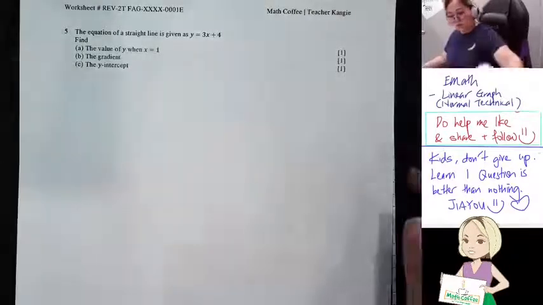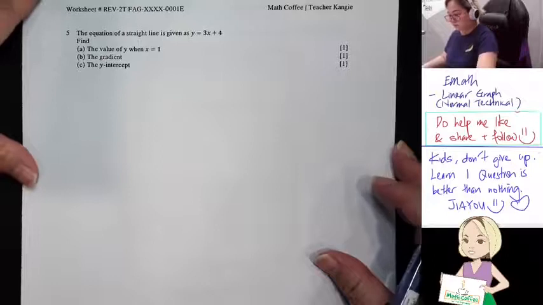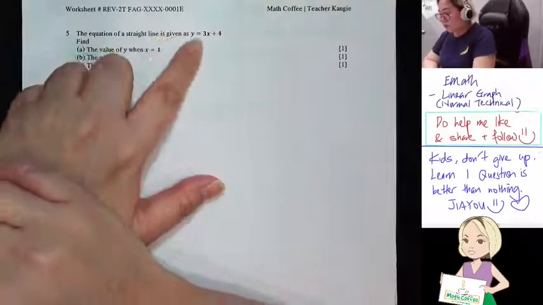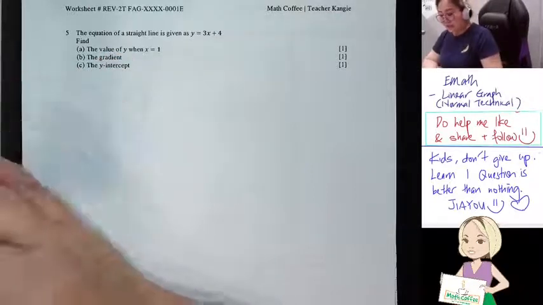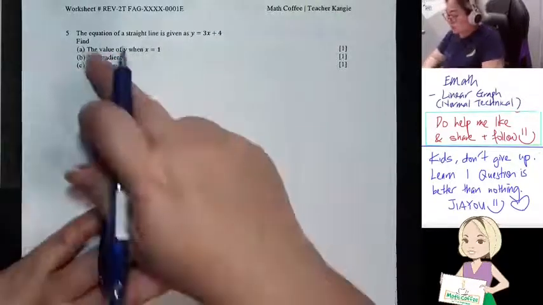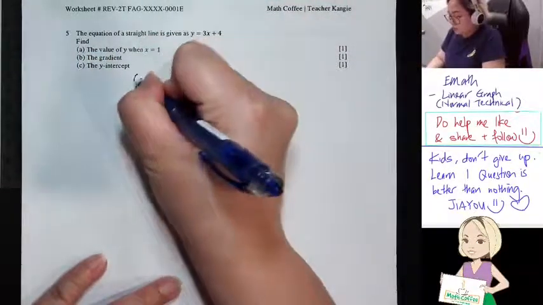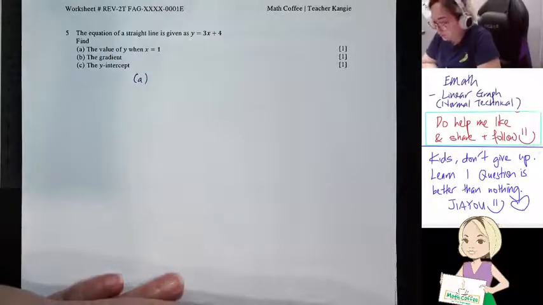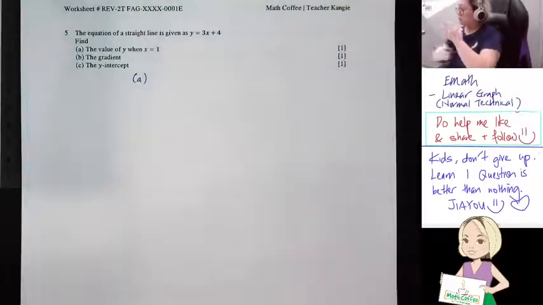Okay, let's move on to the next one. The equation of a straight line is given by y equals to 3x plus 4. So now let's see whether my students are listening and can answer the question. So they say find the value of y when x equals to 1. So now Teacher Kangie suddenly don't know how to do. Can you teach me what should I do? Okay? Can you teach me how should I do this question?